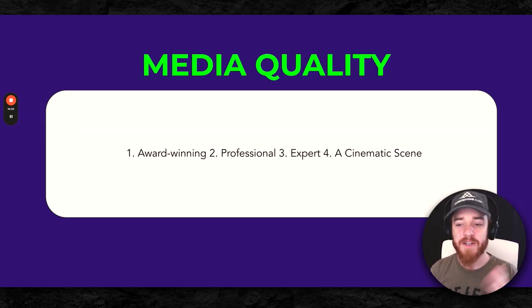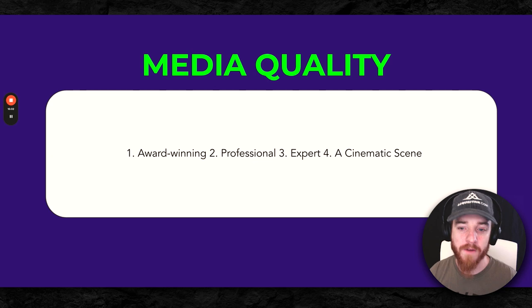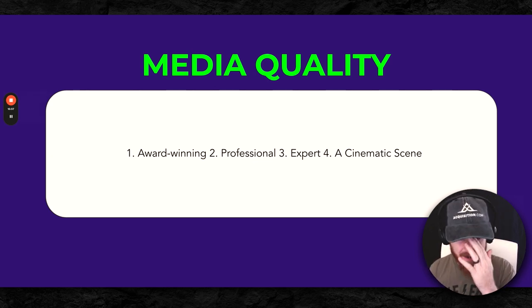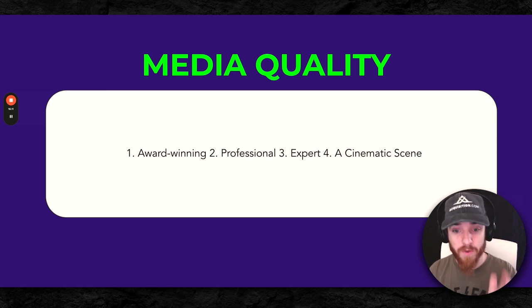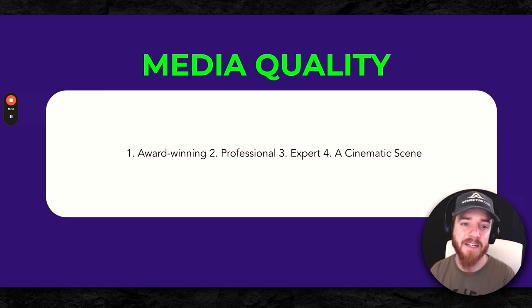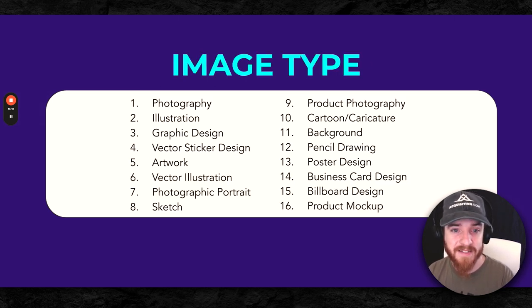All right. So getting into the advanced prompting framework even more, you should probably go back and watch my previous video where I've shown you the beginner one, but I added a new one here. We have now number 4, which is a cinematic scene. So you got award-winning professional expert and then a cinematic scene. These are really key to make sure you add one of these two to the beginning of your prompt.